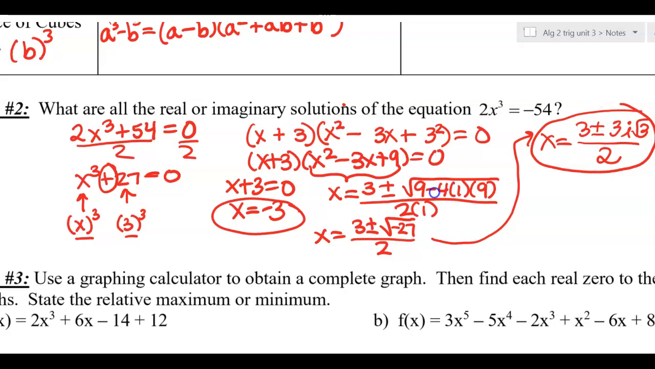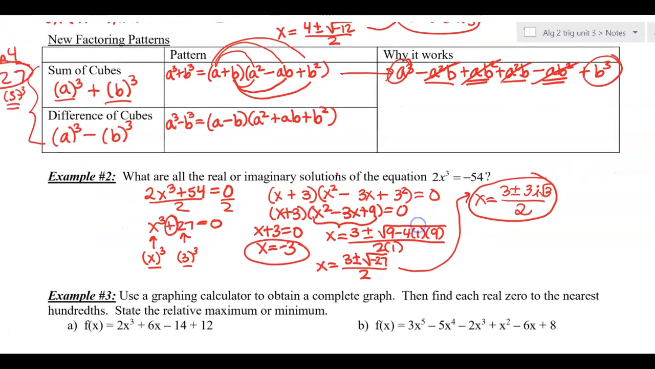Any questions about using our new factoring pattern? Jake? So if we were to graph this, what would the graph look like? Would it only go through negative 3? Yeah, and so it would still have those loops of a cubic, and I don't know if I'm drawing them in the right spot right now. I'd have to test some other things.